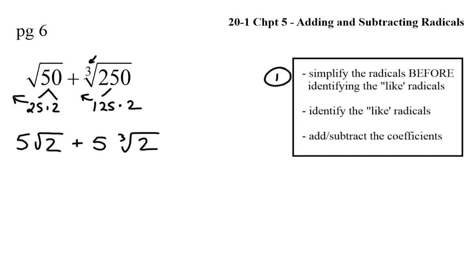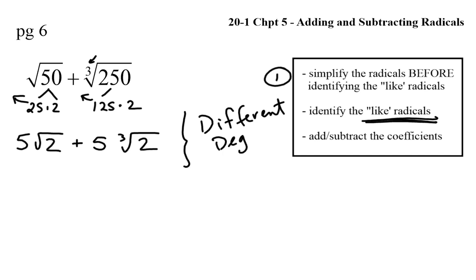We simplified the radicals. Which of these two go together? None of them. They are not like radicals. Why not? Because they're different indexes, sorry, not degrees, indexes, I apologize. They are a different index. And different index don't combine together.